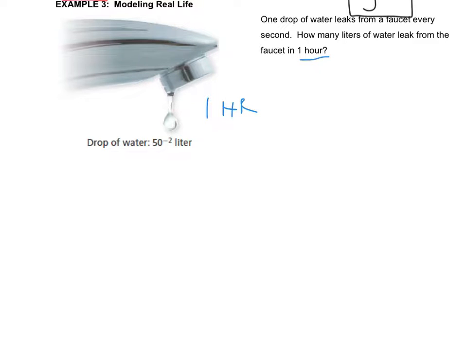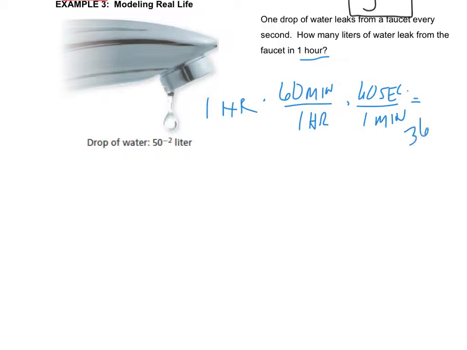There are 60 minutes per hour. So if I multiply 1 hour times 60, it would tell me how many minutes there are, which would be 60. But I also know that every minute has 60 seconds in it. So this, if I was just to multiply all of this out, would tell me how many seconds we have in an hour. If I multiply all the way across here, I get 3,600 seconds in an hour.